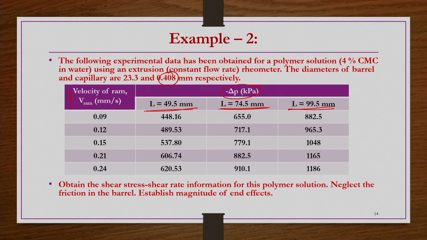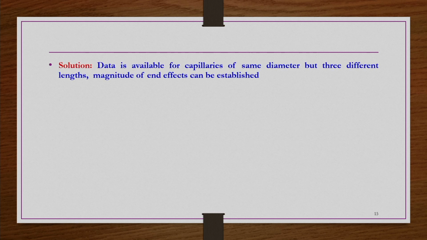Now obtain the shear stress, shear rate information for this polymer solution. We have to obtain the true shear stress and true shear rate information, not the nominal shear rate information. Neglect the friction in the barrel, one source of error; it is already stated in the problem that we can neglect it, and then establish the magnitude of end effects. Okay. The data is given for 3 different length capillaries but of the same diameter, so it is possible to establish entrance effects. That is what we are going to see.